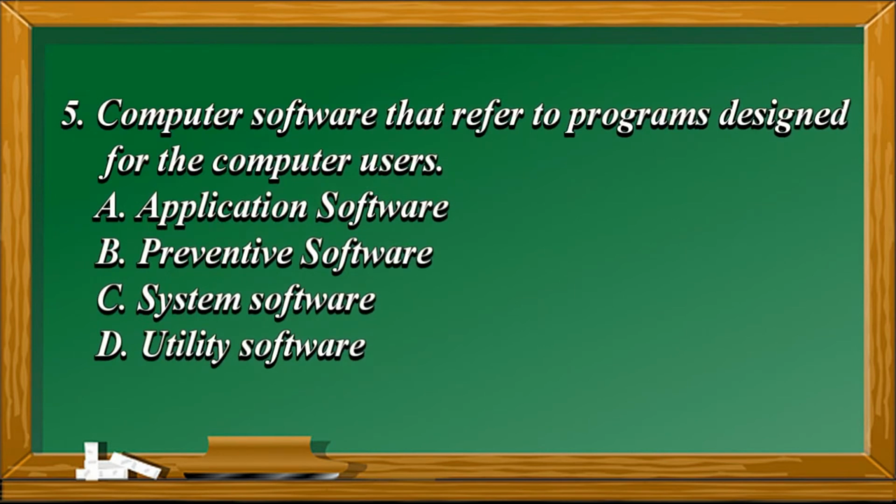Number 5. Computer software that refers to programs designed for the computer user. Letter A, application software. Letter B, preventive software. Letter C, system software. Letter D, utility software.